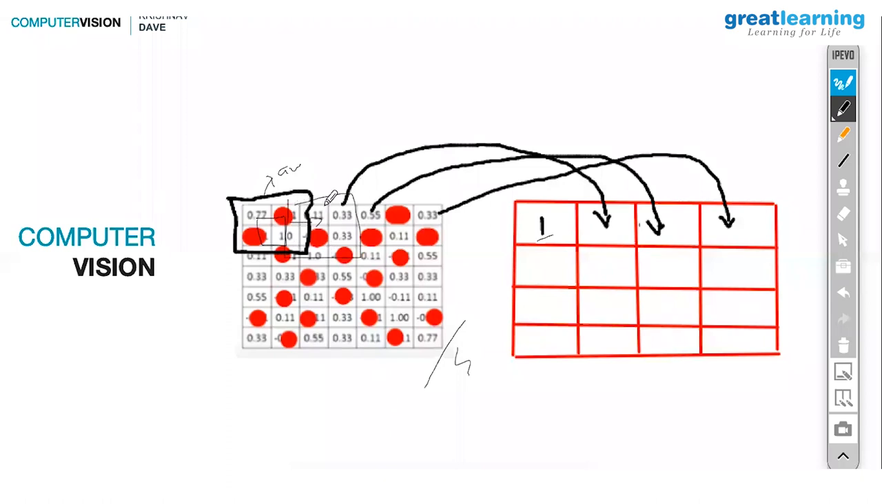Pass this filter to each and every portion of this matrix and do it. Good. So this is what it is. So is it always 2x2 that we have to take? No. It can be more than that also. We have to define that. We have to define our max pooling thing.